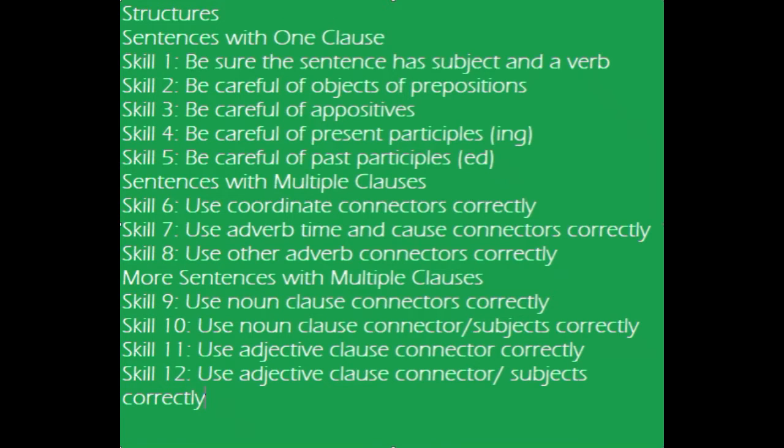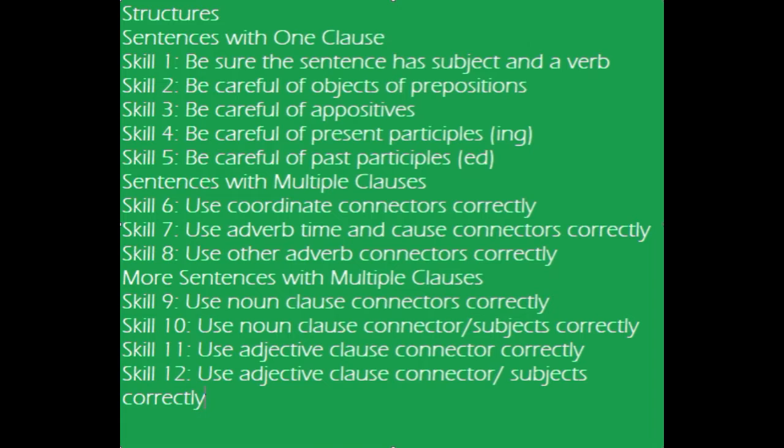Then the next one says more sentences with multiple clauses. We have the same: use noun clause connectors correctly, use noun clause connectors with subject correctly, use adjective clause connectors correctly, and use adjective clause connector subjects correctly. So there are too many, and we can get confused. The best thing is to identify. My best advice to all of you that are trying to do these structure things: focus on the subject. Identify the main verb of the sentence. Identify which is the tense that you're describing in the sentence. In English, you don't need to focus on just one word. You need to look through the context. So that's what you need to do.